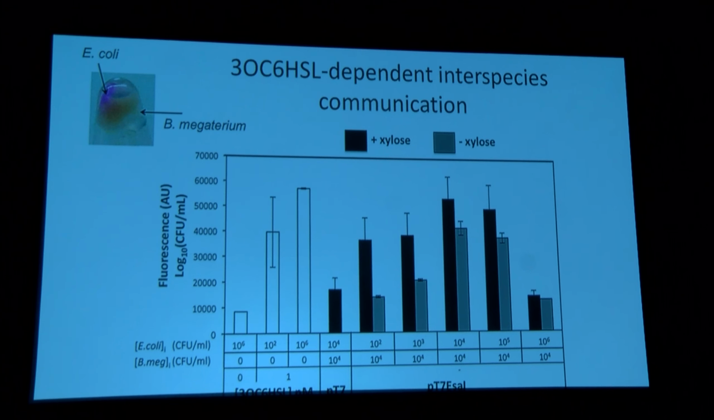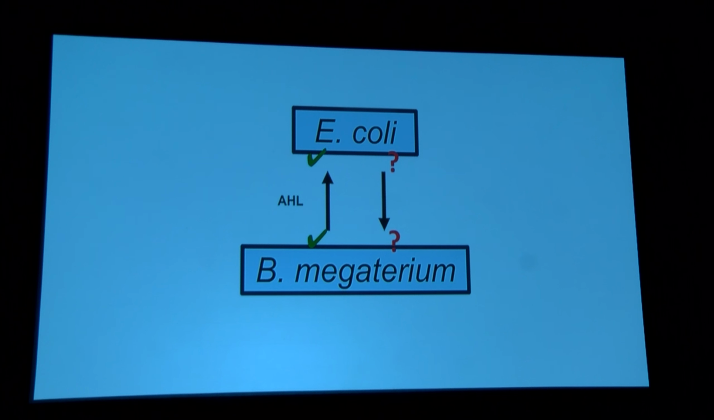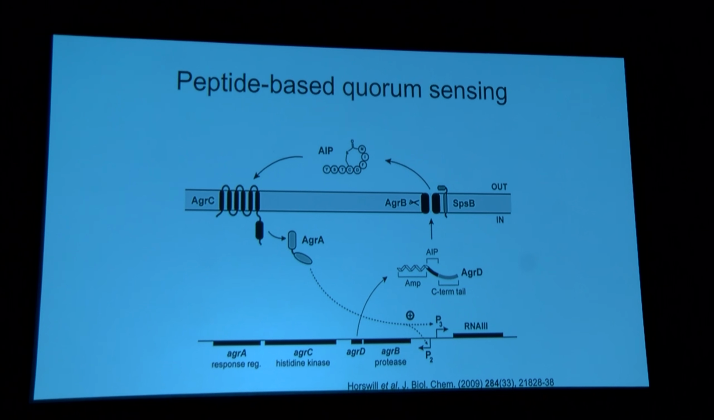And so now, right, we've got a system where we have E. coli and Bacillus talking to each other, where Bacillus sends a signal and E. coli receives it. What about the other direction? To address this challenge, we decided we wanted to bring in a completely different quorum sensing system that synthetic biologists hadn't started to use yet. And that was peptide-based quorum sensing systems, and these are prevalent in gram-positive organisms.